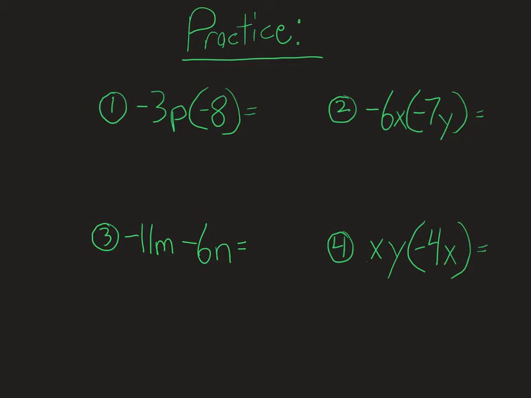All right, let's look. Right here, I've got a negative times a negative. It's going to be a positive. 3 times 8, 24. And I'm just going to bring that p along. There you go. Second one, negative times a negative cancels to a positive again. 6 times 7, 42. x, y. Simple as that. Next one.